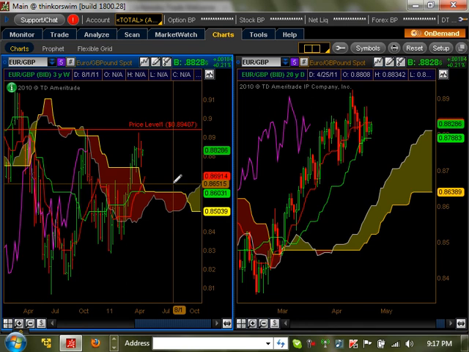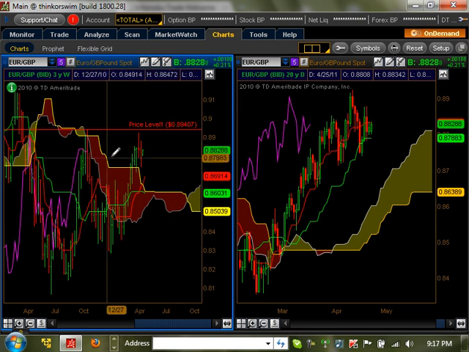Time's going to tell what's going to happen here, but this week and next week, this thing has to go up. If it doesn't go up, it's going to form a double top as far as the weekly is concerned and start tanking. So this has got about two weeks to start moving up.